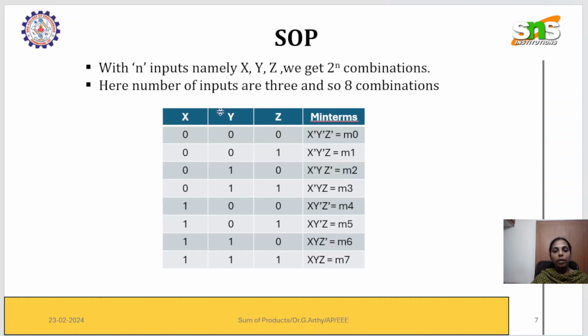And this is an example. So we have given three inputs and these could be the possible combinations of min terms available. So if you are giving three inputs, then 2 power 3 combinations of min terms will be there. In general, if there are n inputs, then 2 power n combinations of min terms will be there.